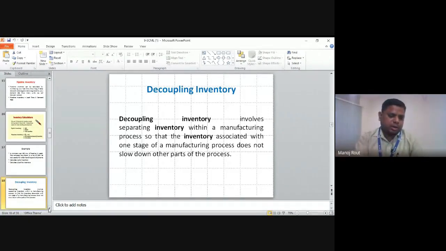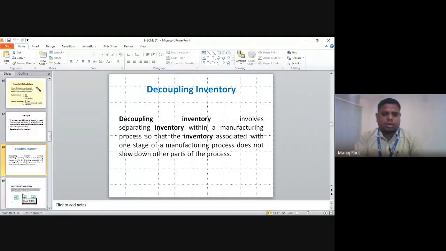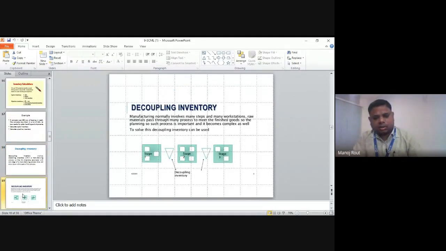I'll show a particular example. Suppose this is the number of workstations given in this figure. Stage one process is there, stage two process is there, stage three process is there. Suppose stage one contains three workstations, stage two contains four workstations, and similarly stage three contains three workstations.